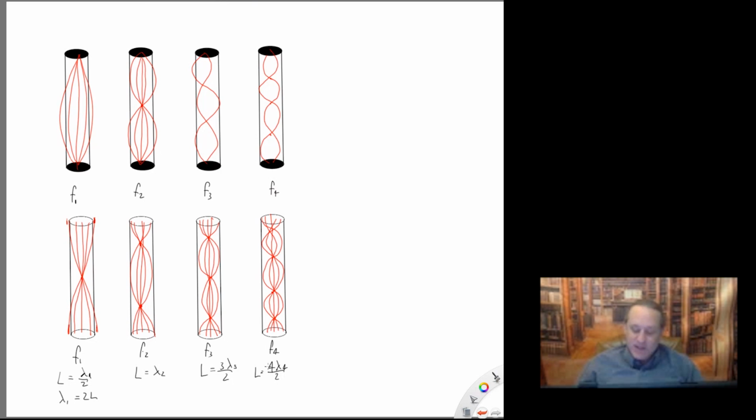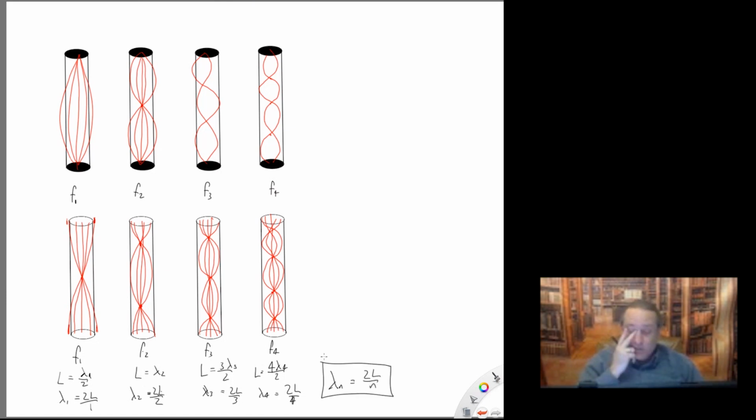And maybe we can see the pattern here. It's a little bit hard because of the second one, but if we rearrange the lambdas, lambda 2 equals L, lambda 3 equals 2L over 3, and lambda 4 equals 2L over 4. They all seem to have this 2L pattern except for the second one. So we can think of that as 2L over 2 to make the pattern more complete. And then we see that lambda n equals 2L over n.